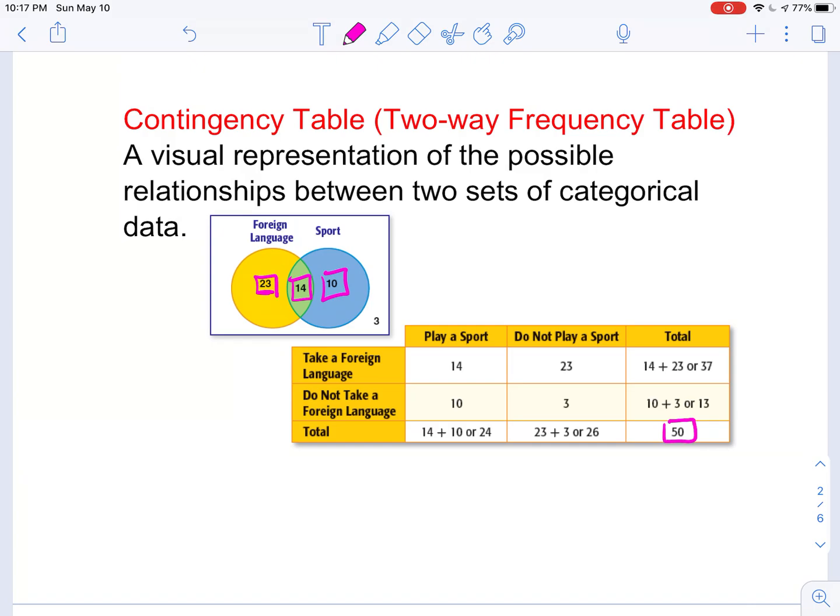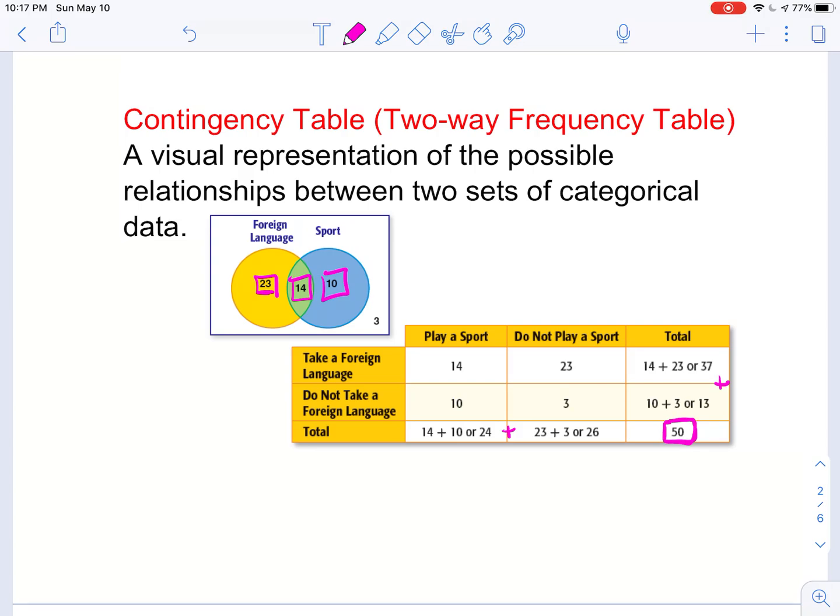Now, if you have done all your totals correctly, this bottom total is the total of the totals. Kind of crazy. Total of the totals. Meaning that if we add up these two totals up here, talking about foreign language, we get a total of 50 students, because we have every student accounted for. If we total up these bottom two numbers as well, we still get 50, okay?